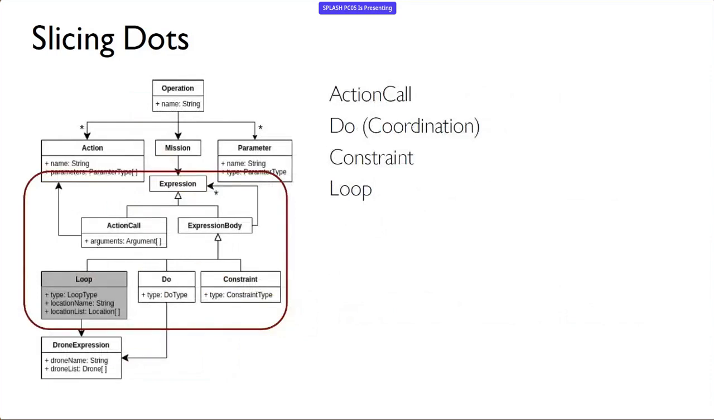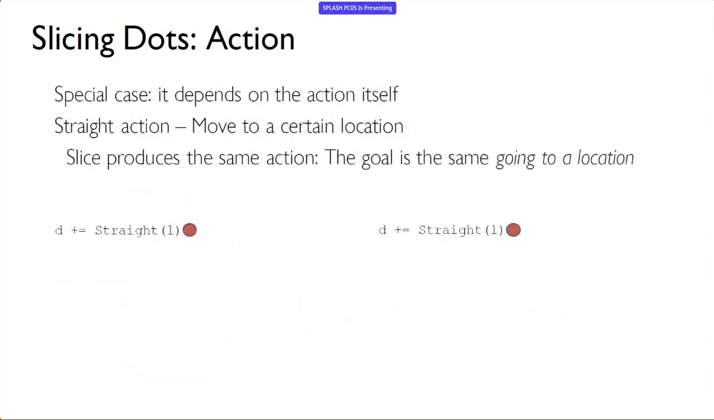For that, we have to define a transformation for every statement possible in DOTS. Because of time constraints, I'm not going to explain every statement; everything is in the paper. However, I'm going to explain the most interesting ones, which are action calls and coordination statements. Action calls in DOTS are a way of making drones do something, and the slicing of these depends on the action itself. We cannot make a generic explanation for every action in the system.